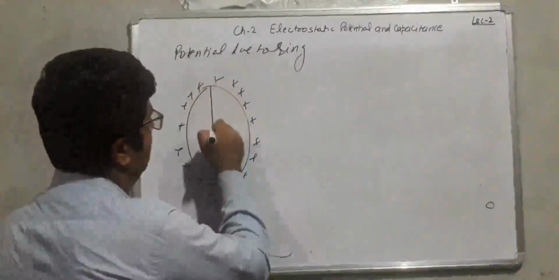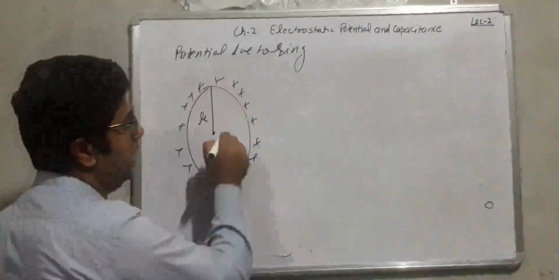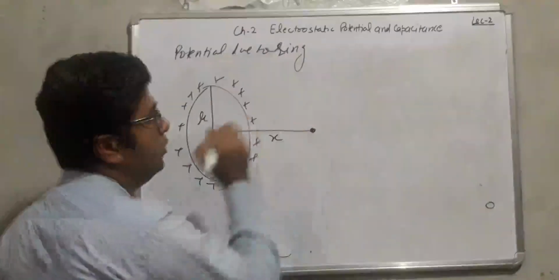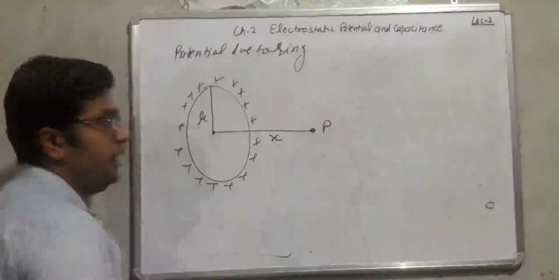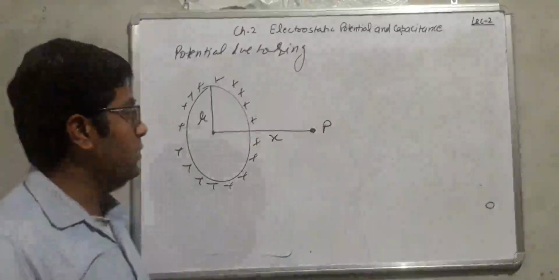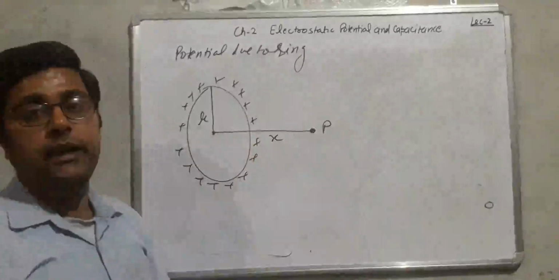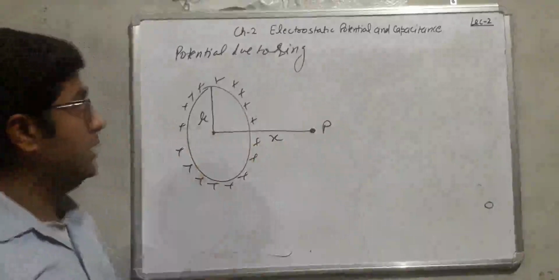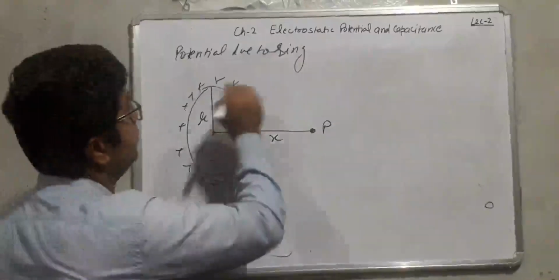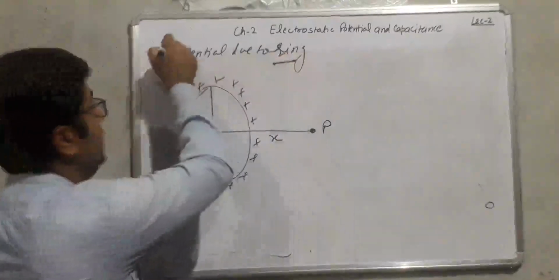So the radius of this ring is R, and we have to find out the potential at any point P, which is at a distance of x from the center of this ring. Potential due to a ring, this is your next topic.